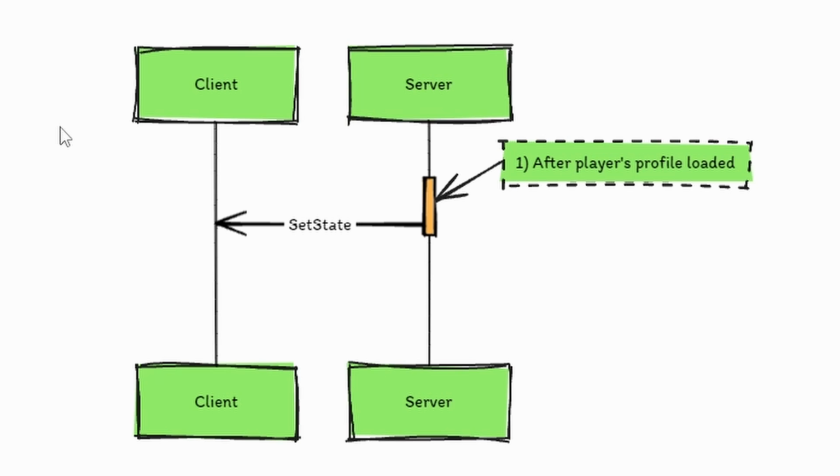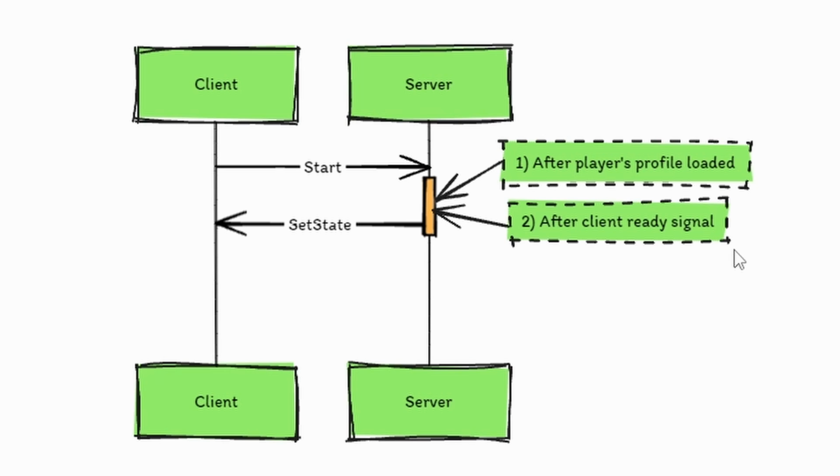Because it's possible for the server to fire off that remote event and try to replicate the player's profile data before the client is actually ready to receive it, that could result in the client never receiving their initial state. So that's why we simply use the start remote event to communicate to the server that we're ready to receive it, and then the server knows when to send it, and then we'll actually receive it.